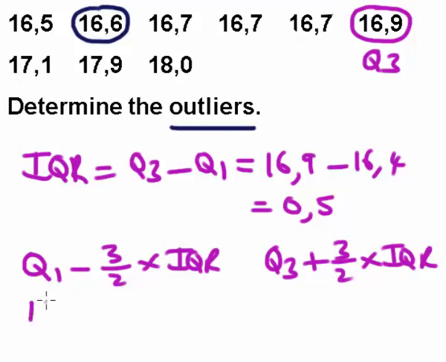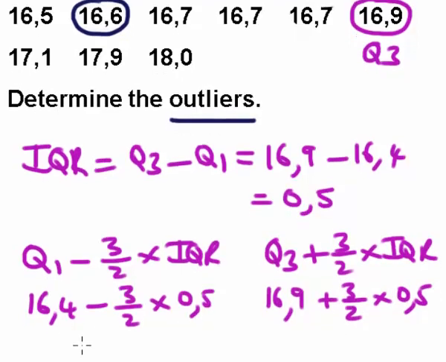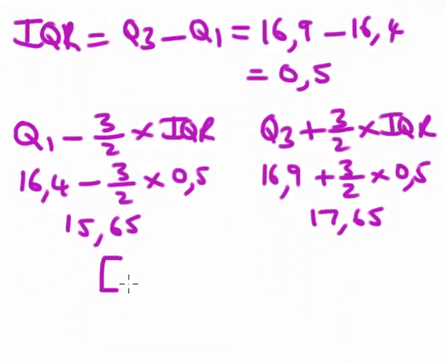So we've got 16.4 subtract 3/2 multiplied by 0.5. And over here we've got the upper quartile, 16.9, plus 3/2 multiplied by the interquartile range. Now this comes to 15.65, and this comes to 17.65. So what is the interval that we're talking about? It's 15.65 and then the upper part of the interval is 17.65.